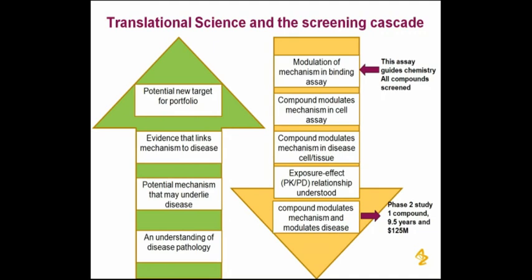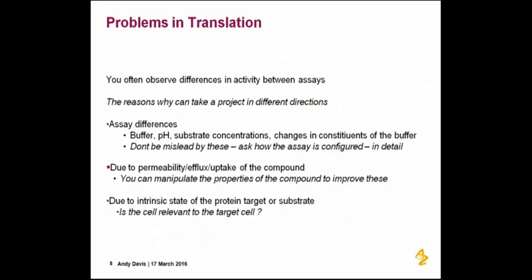So as chemists, we optimize compounds on the top assay in the hope that they will predict efficacy in the bottom assay. So translation of activity is really important. And the problem is that we often see problems in that translation, so we need to understand how the activity changes as we go down that cascade. You may see differences between assays, and the reasons why can take the project in many different directions. It may be that there are just some differences in the way the assays are constructed, and we must be careful not to be misled by these.